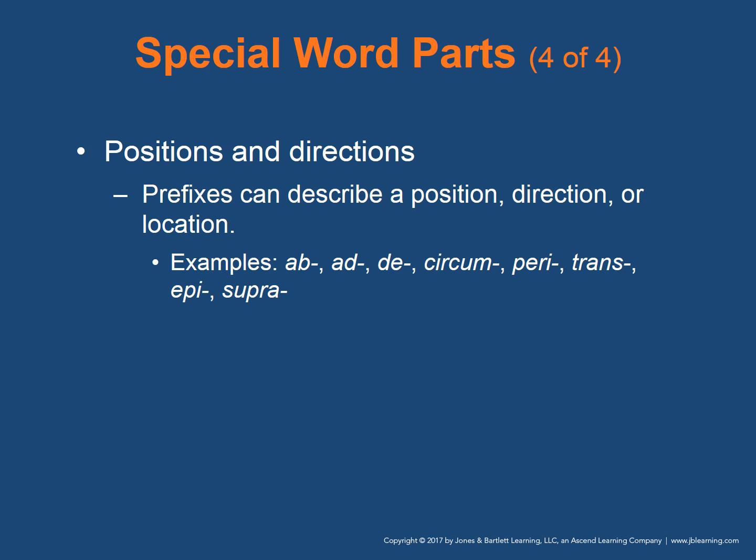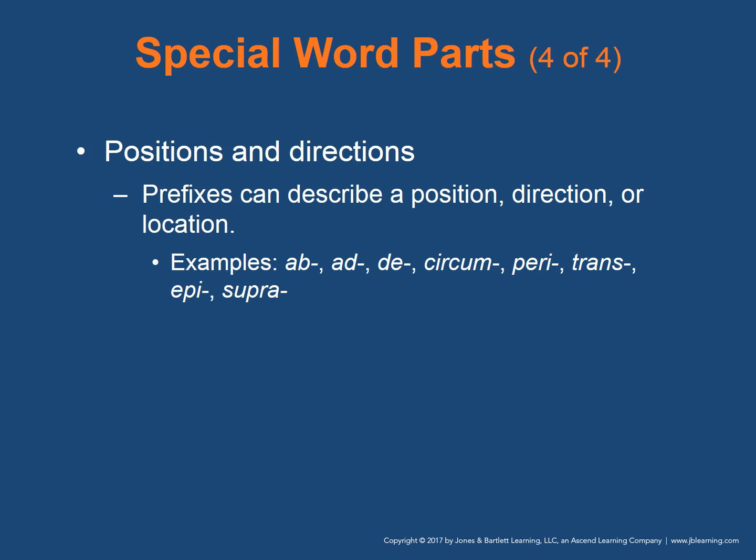Peri would be around, right? Pericarditis is referring to the cardium, or the heart muscle, but it's the sac around it, right? And it's an inflammation, itis, so pericarditis, peri meaning around. Trans refers to across, through, or beyond, right? It's like transdermal, a medication that we can put topically on the top of the skin, and it passes through that skin, through the dermis, transdermal. Epi, above, upon, or on, and supra, above or over.